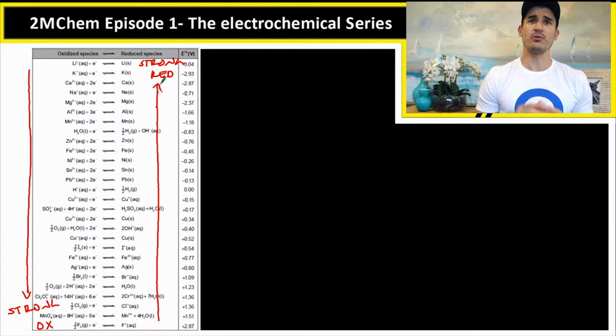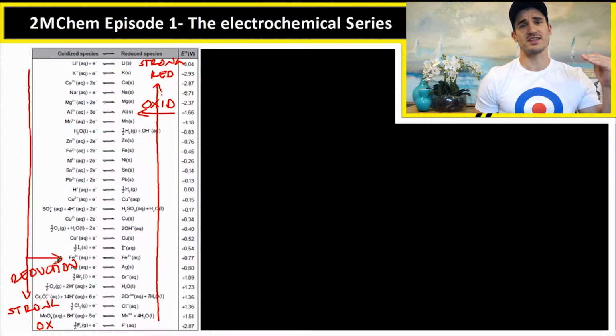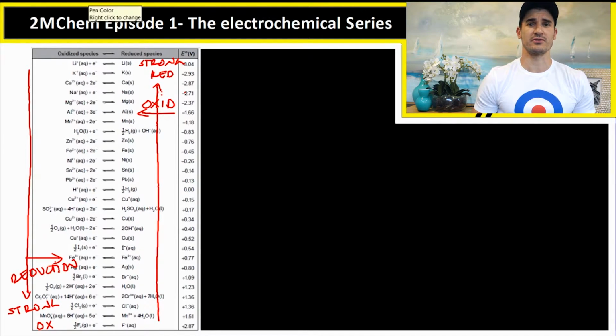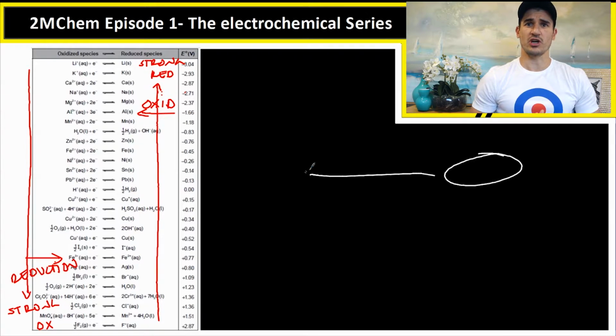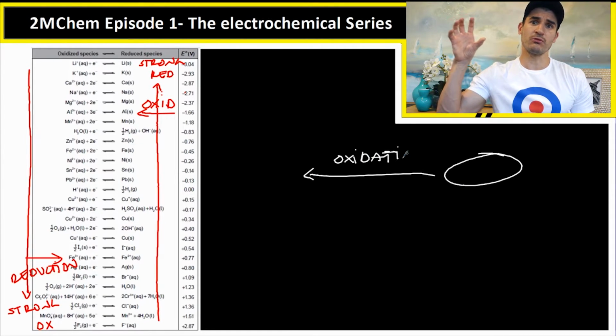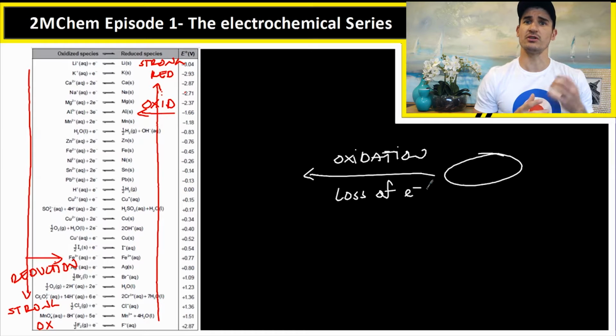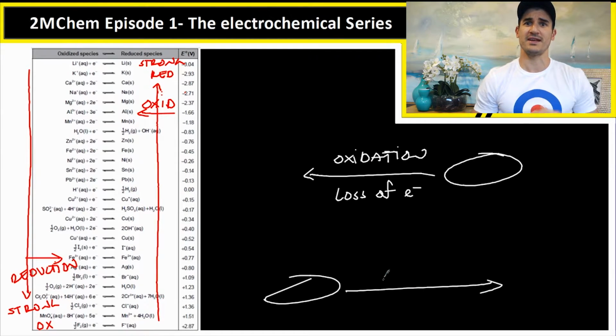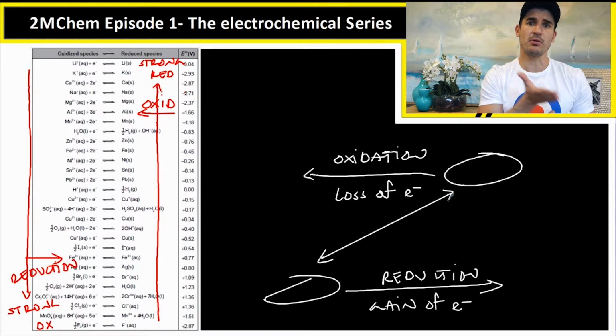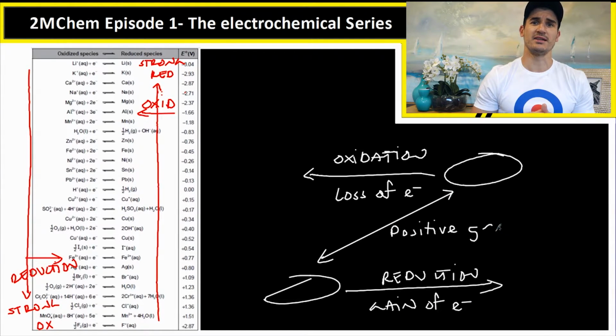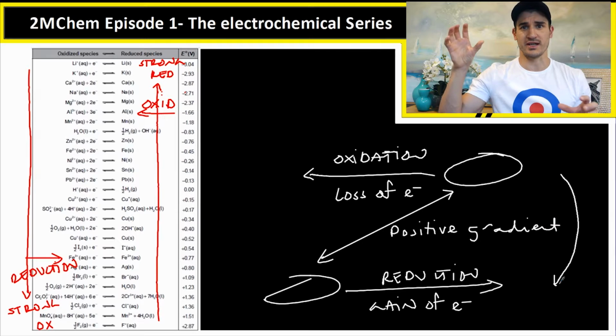The reductants, well, they want to undergo oxidation and go from right to left, and the oxidants, they want to undergo reduction and go from left to right. So we get this setup which I call a Z. The top right-hand species will undergo oxidation, loss of electrons. The bottom left-hand species will undergo reduction, which is a gain of electrons. So we get this positive gradient between the oxidant and the reductant.